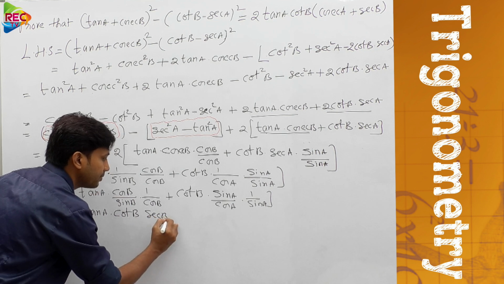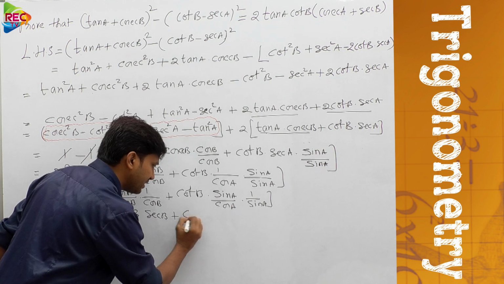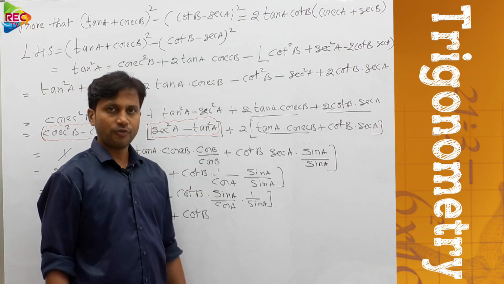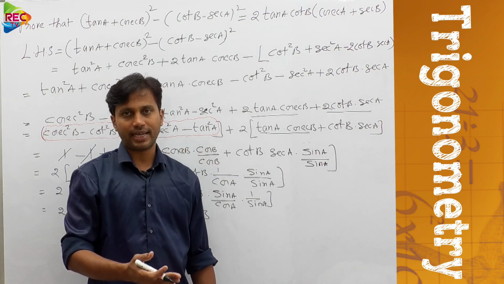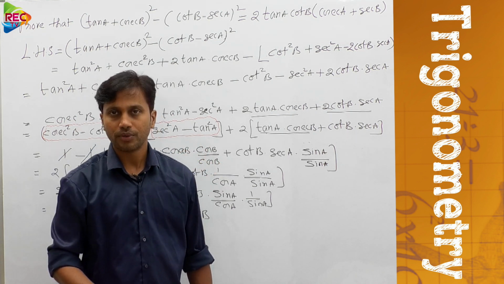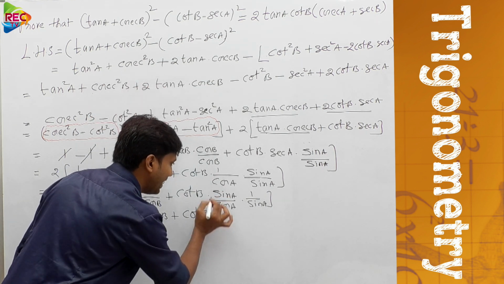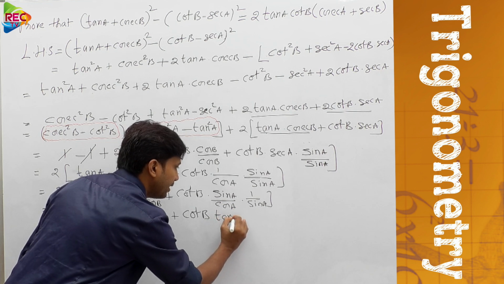Secant B plus. Now cot B, write it as it is. Now sin A by cos A. You know that the ratio of sine to cos will represent tan. So therefore this is tan A, because this is sin A by cos A. So this is tan A.